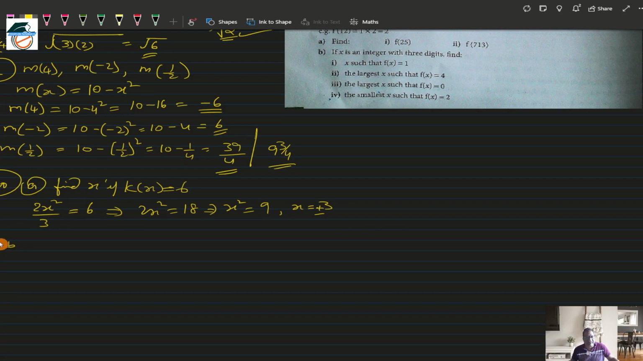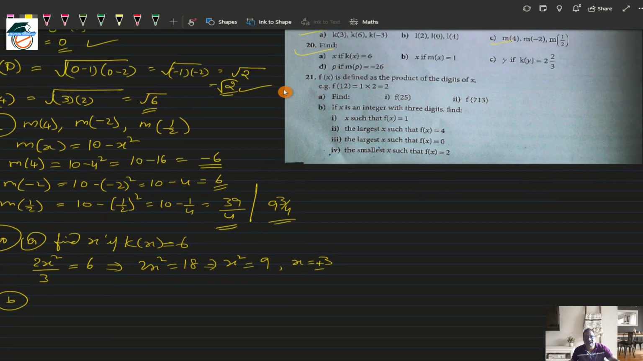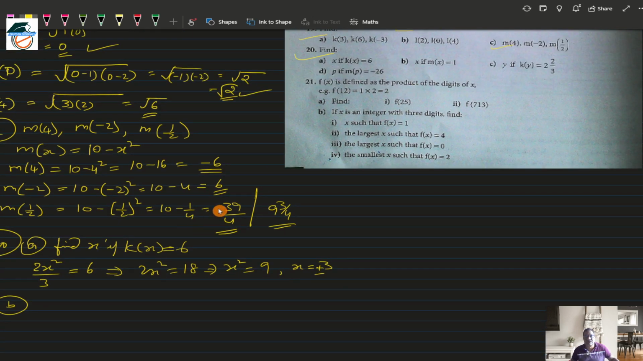So that's A part of the question, 20 part. And B part is: find X. So again you have to find X if M of X is equal to 1. Now what was our M of X? M of X was 10 minus x square, right? So M of X is nothing but 10 minus x square.